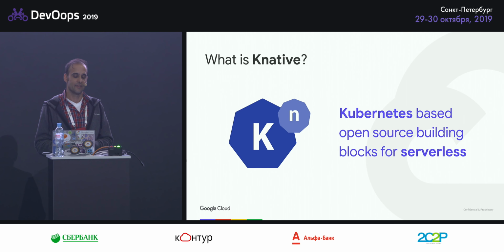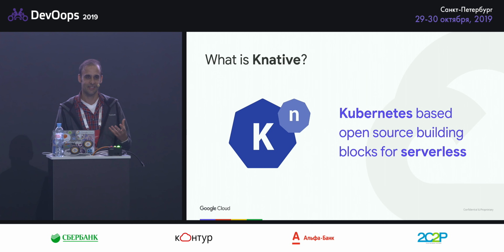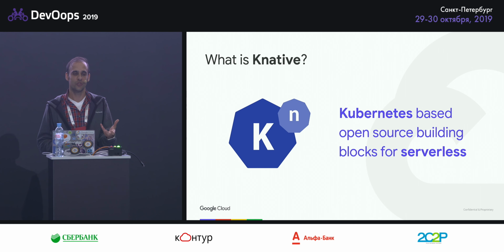What is Knative? Knative, the official definition is, it's a Kubernetes-based open source building blocks for serverless, right? And there's two bold sections here, Kubernetes and serverless. Now, if you know anything about Kubernetes, this sentence probably doesn't make sense because in Kubernetes, you have what's called nodes. And these nodes are, if you're running locally, physical servers. Or if you're running in the cloud, they're virtual machines. So there are servers that you need to think about. You can't just abstract them away just because you're using Kubernetes.